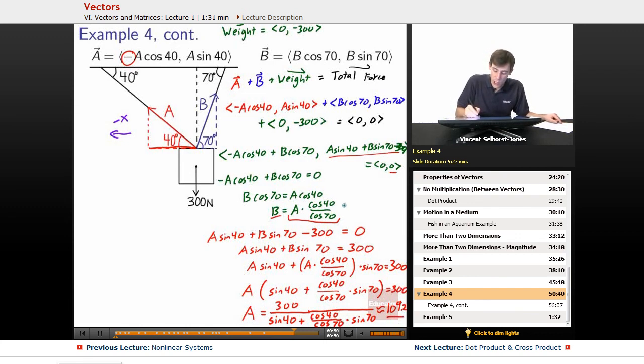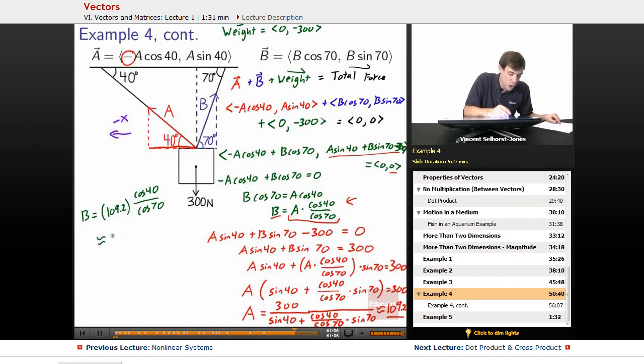To figure out our value for B, we've got this handy thing right here. So B equals A, which was 109.2, times cosine 40 divided by cosine 70. We work that out with our calculator, and we get approximately 244.6. So the tension in B is 244.6 newtons, and the tension in A is 109.2 newtons. Great. Those are our solutions.